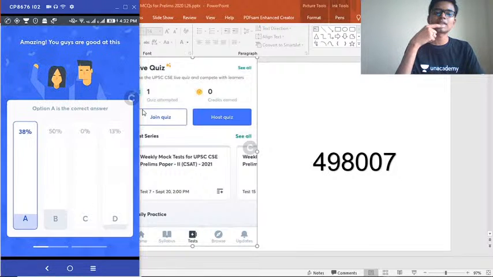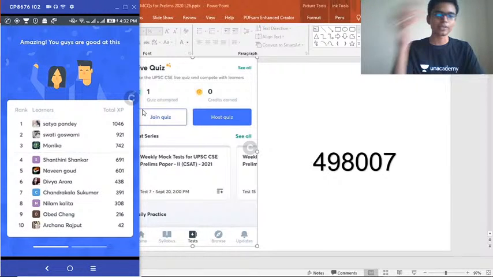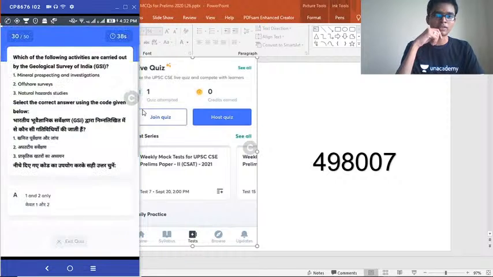Yes, correct answer is option A, 1 and 2. 38% getting it. Yes, Satya has crossed the 1000 mark.